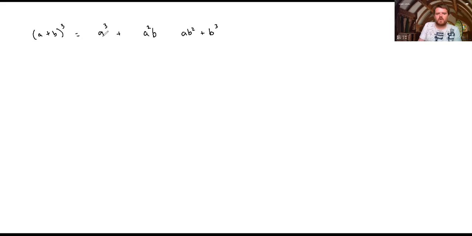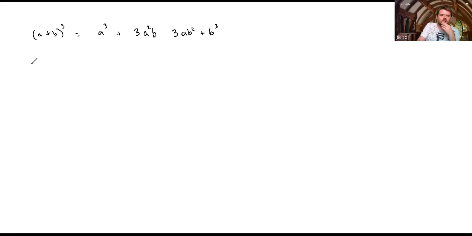So notice here my a power went from 3, 2, 1, 0. And my b power went from 0, 1, 2, 3. And in the middle here, we're going to have two coefficients of 3. We'll talk more about that in 2.5, where those 3s come from and what it'll look like if I have a plus b to the 4th power to the 10th power. But this is the expansion of a binomial to the 3rd power.